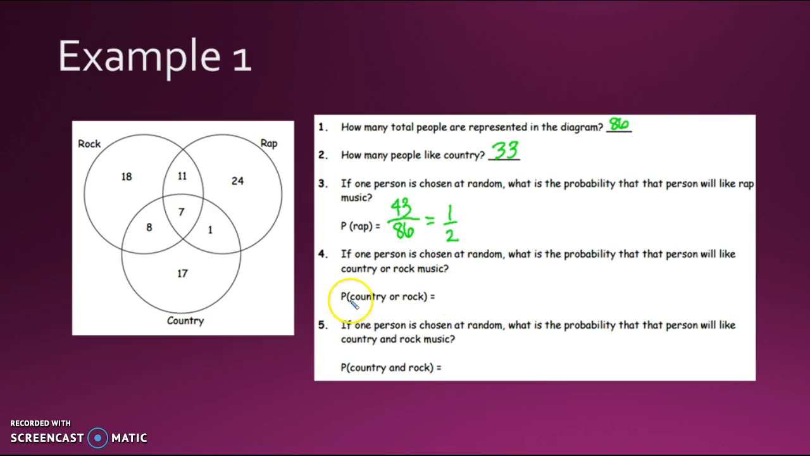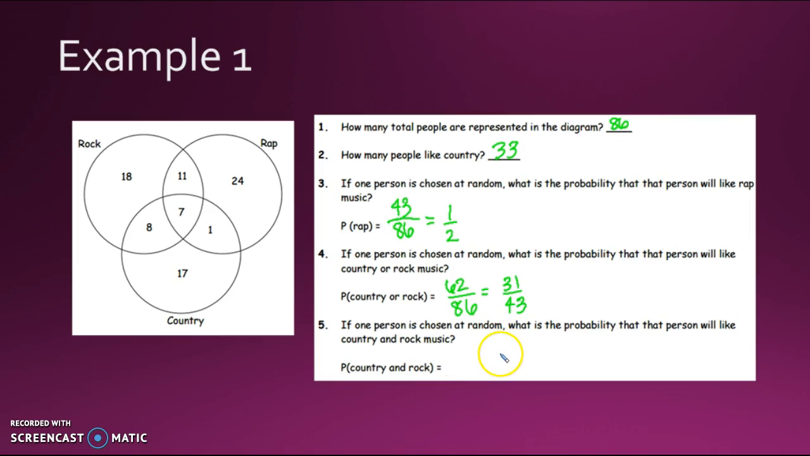All right. Then we want to do country or rock. And remember, or is not very picky. So it's anything that falls into those circles. So here's my country circle. And then here's my rock circle. So anything in these circles we're going to add up. And that's everything except for that 24. So whenever we add up all of those, we end up with 62 over the total 86, which we can simplify to 31 over 43.